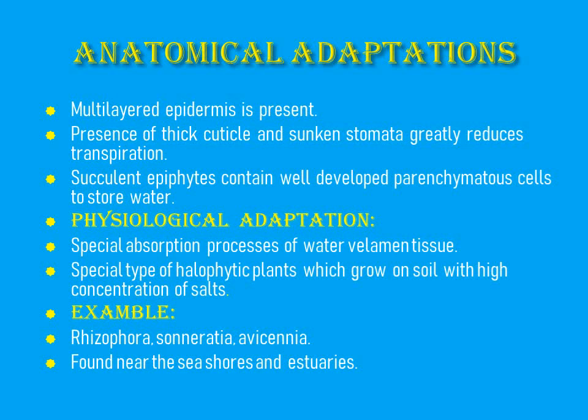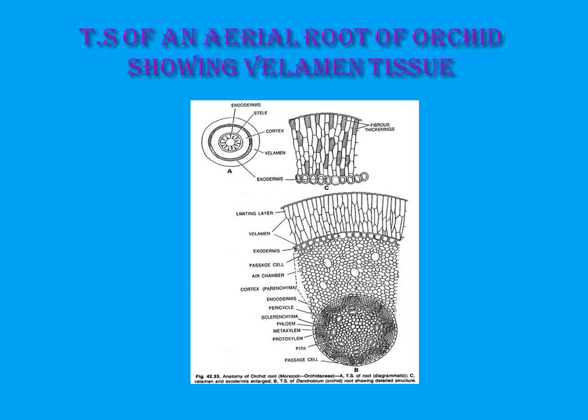Then a special type of plants, halophytic plants, which grow on soil with a high concentration of salts. Example: Rhizophora, Sonneratia, Avicennia, found near the seashores and estuaries. So this is the diagram of anatomical adaptation of an epiphytic plant. It shows the velamen tissue, cortex, stele, exodermis.